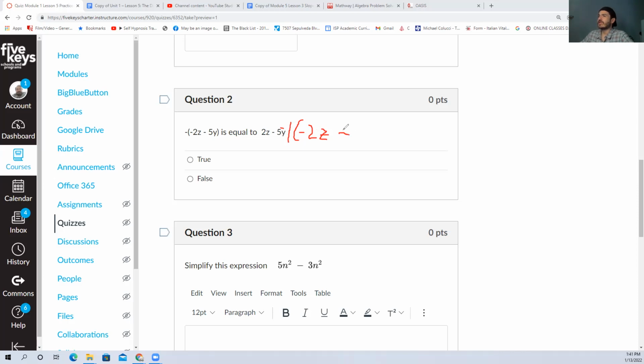And I'm going to change, so it's subtraction, so I'm going to change it to adding the opposite of, okay? And then I'm going to distribute that negative 1 in. So negative 1 times negative 2z.